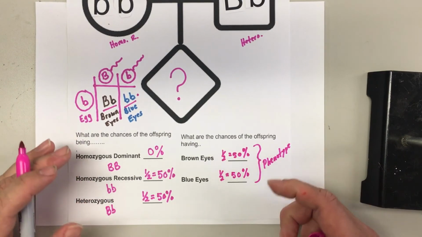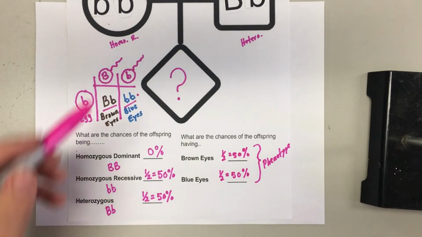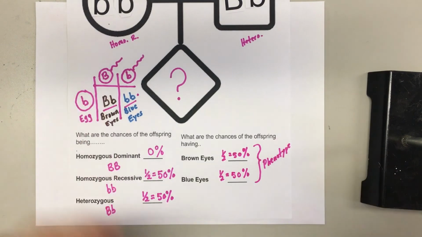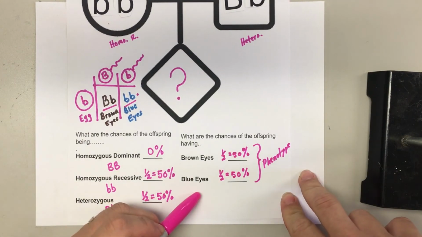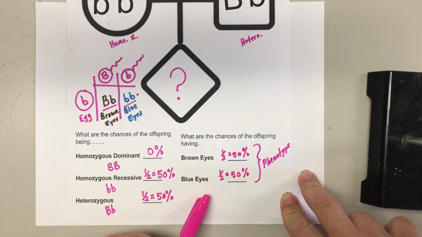So now if you were a doctor and these parents came to you and you knew their genotypes, you could tell them that if they have a child, they have a 50% chance of having blue eyes or 50% chance of having brown eyes.